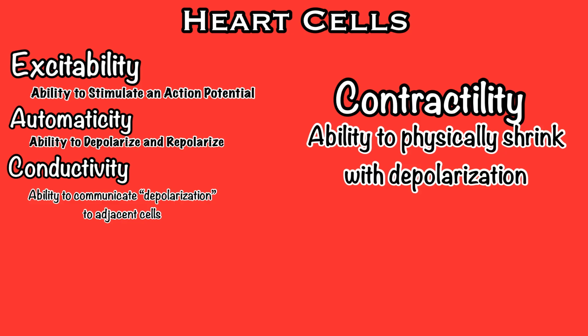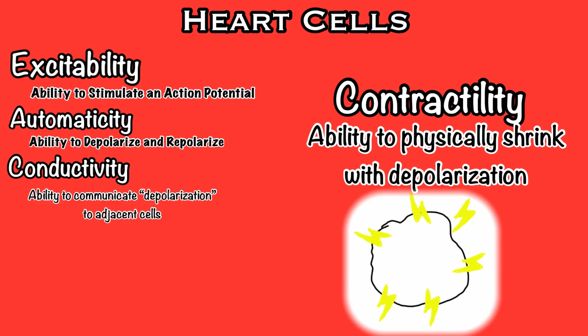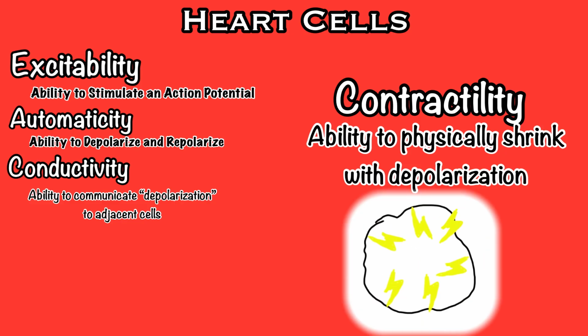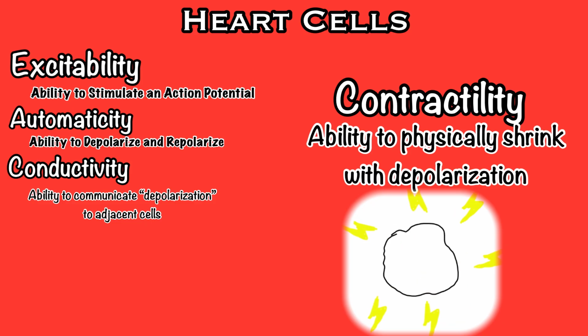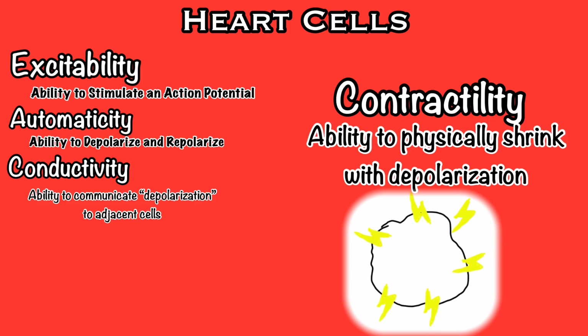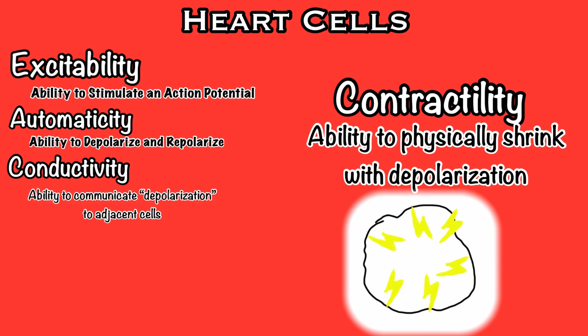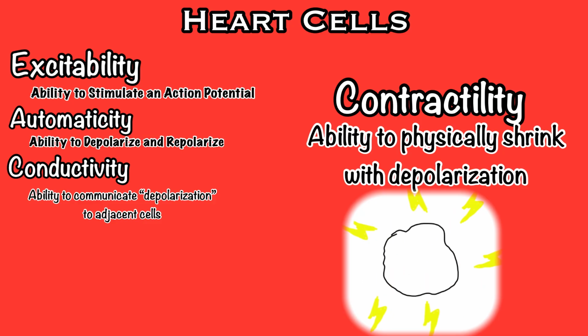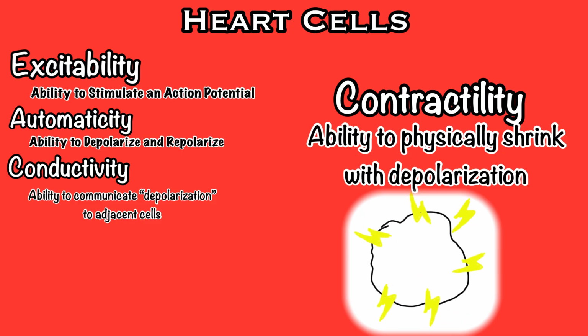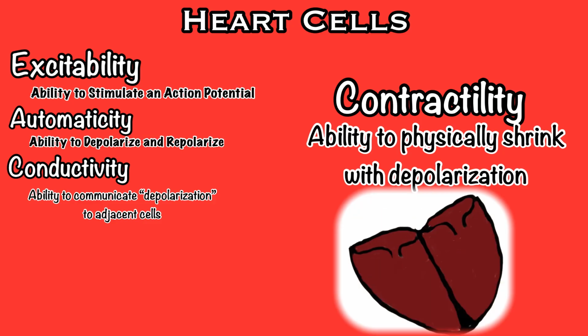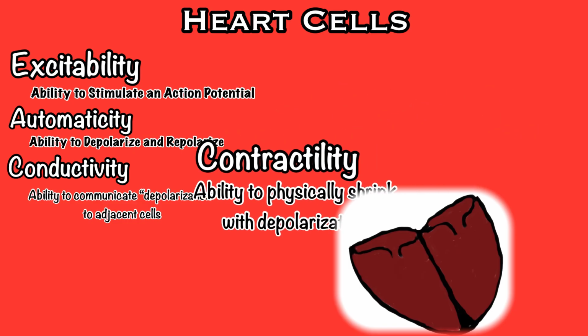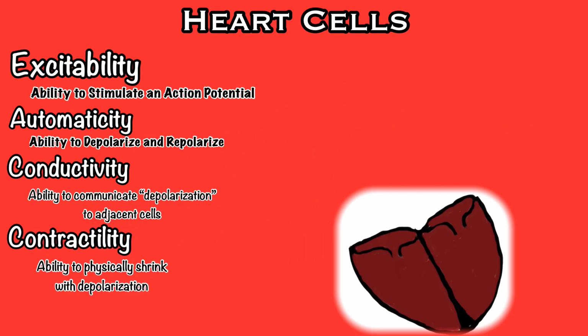Contractility is the ability to take that depolarization and turn it into something physical. When a cell releases its energy, it changes shape. It shrinks or contracts just a little bit. Since that depolarization message was conducted to every cell pretty much simultaneously, every cell in the chamber shrinks at the same time, which causes that entire chamber to shrink, or as we call it, contract. And we already learned in part 1 about the importance of contraction for blood movement.